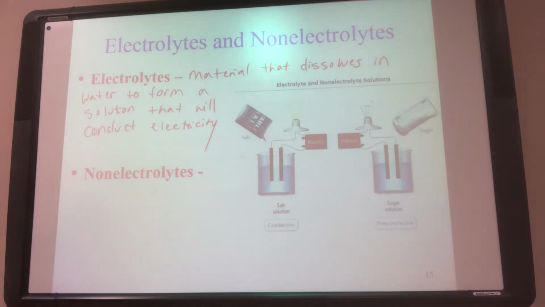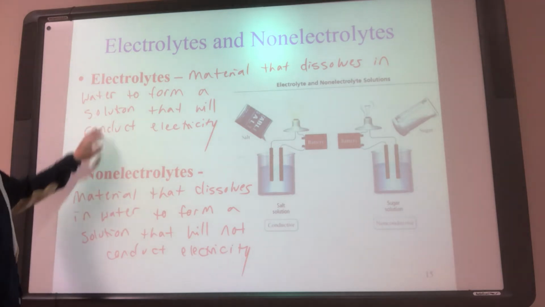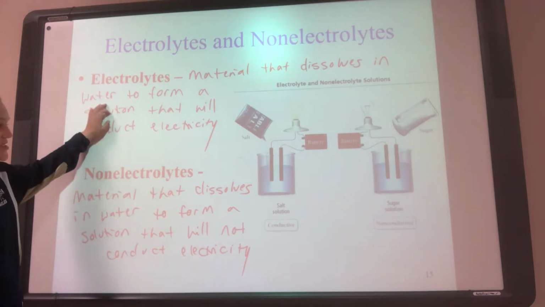A non-electrolyte is kind of the opposite. This is a material that still dissolves in water, but it forms a solution that will not conduct electricity. So the difference between these two: they both dissolve, but one conducts electricity, one doesn't.